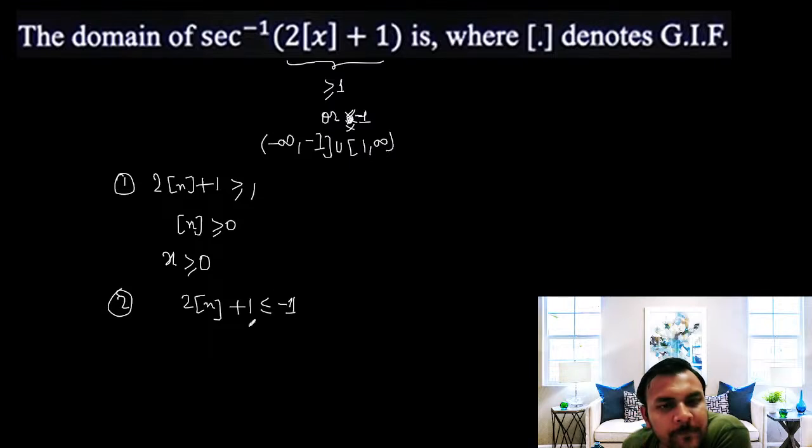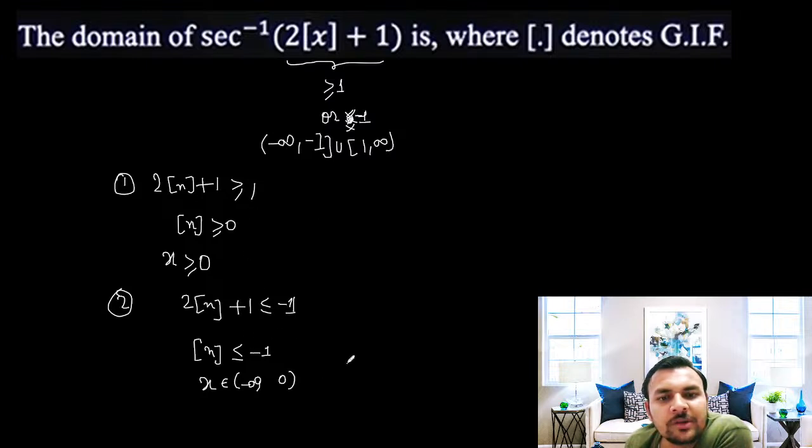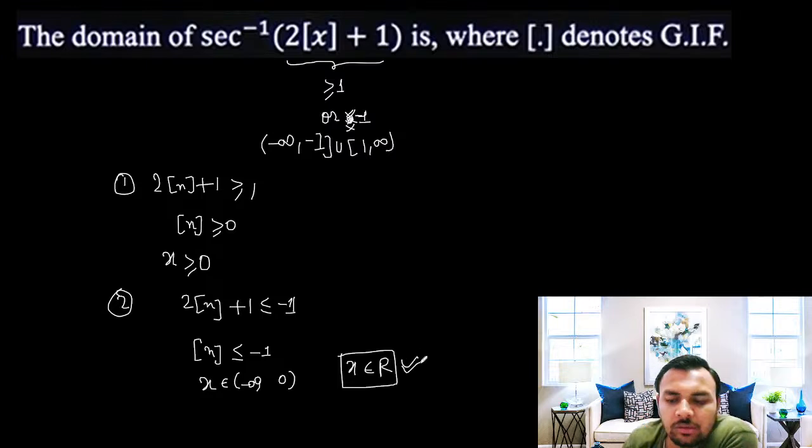So we can say that greatest integer x is less than or equal to -1. So we can say that x belongs to minus infinity to 0. If you take both of the cases together, x belongs to R, because this is minus infinity to 0 and this is 0 to infinity. Okay.